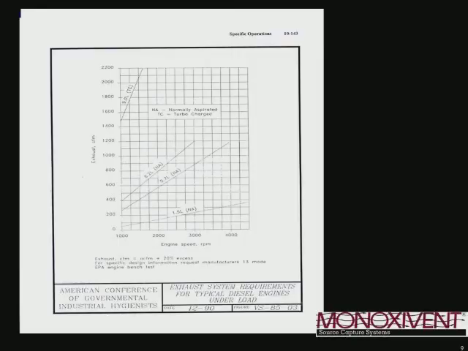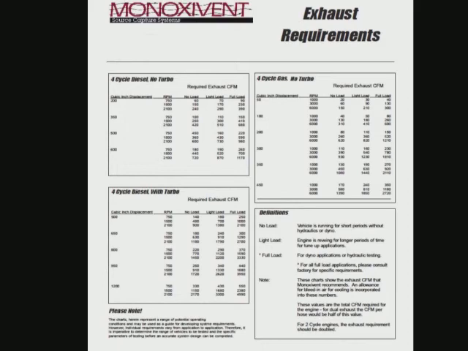This is another resource here. This is from the American Conference of Governmental Industrial Hygienists. And this chart can be used for specific CFM requirements when designing a system. So you can see there are 4 specific vehicles on that particular chart. I think the next sheet is a little bit more informative. Basically, this is one that Minoxavent has put together. And I guess first let's look at the definitions.